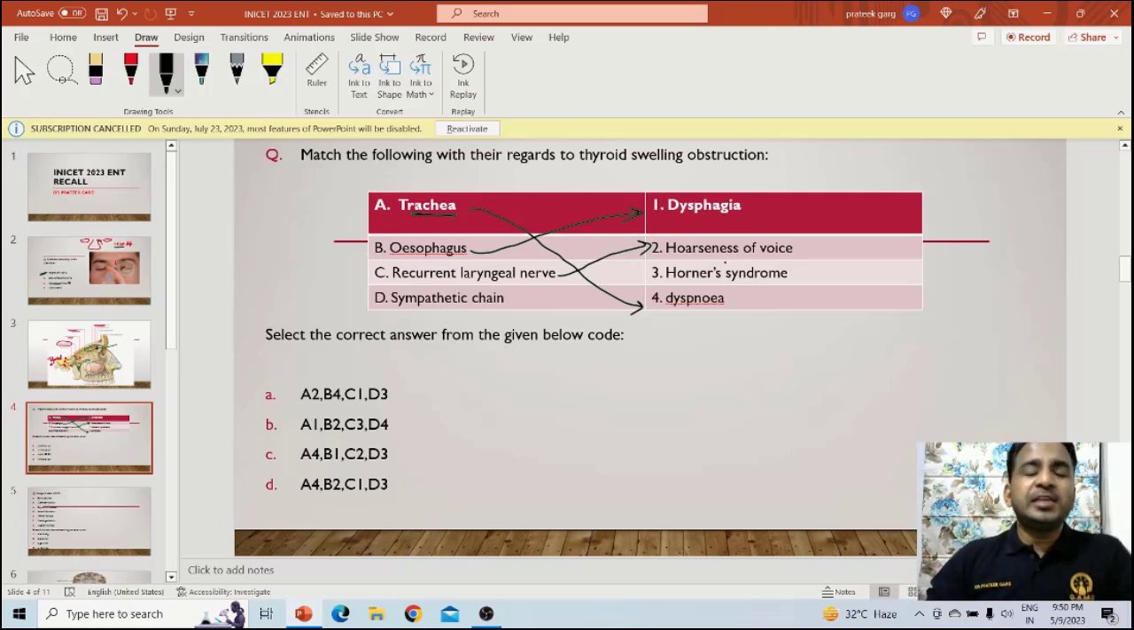If there is recurrent laryngeal nerve palsy, one of the vocal cords will not be able to move. That will fix in cadaveric position or paramedian position or median position, depending. But then what will be the symptoms? Symptoms will be hoarseness of voice. There will be change in voice. And lastly, sympathetic chain. We have heard so many times. We have read this. Sympathetic chain injury, sympathetic chain damage can lead to Horner syndrome. Very simple question.